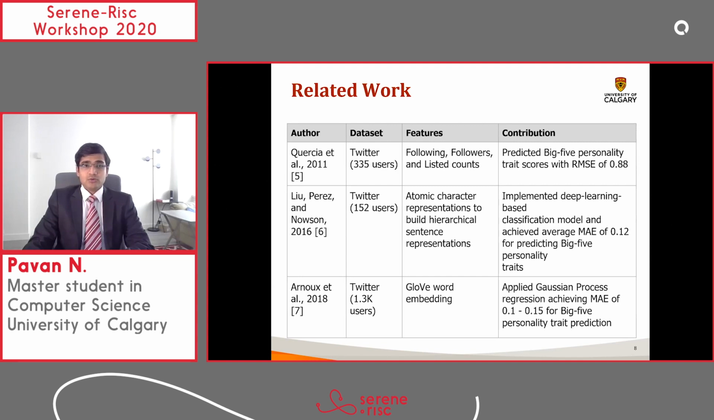Liu and Perez used atomic character representations and then hierarchically built word representations from those character representations and then sentence representations using those word representations. And they used a deep learning model. And they were able to achieve a mean average accuracy of 0.12 for predicting Big 5 personality traits. And the latest work, which uses a large data set of users, was by Arnoux et al., which used the GloVe vector embedding along with Gaussian process regression to achieve a mean average error of 0.1 to 0.15 across the 5 dimensions.